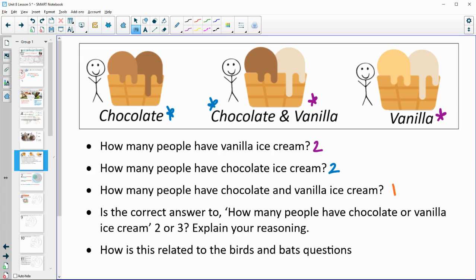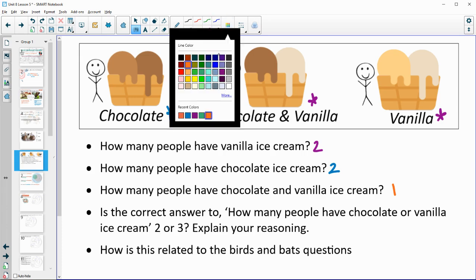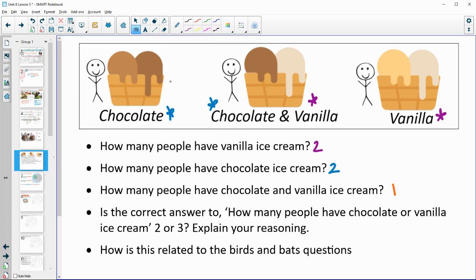How many people have chocolate or vanilla ice cream? Is it 2 or is it 3 that have either chocolate or vanilla? And so that's going to be, this person has chocolate or vanilla. This person has chocolate or vanilla. In fact, they have both. And this person has chocolate or vanilla. So it's going to be 3. So 3 people have either chocolate or vanilla.